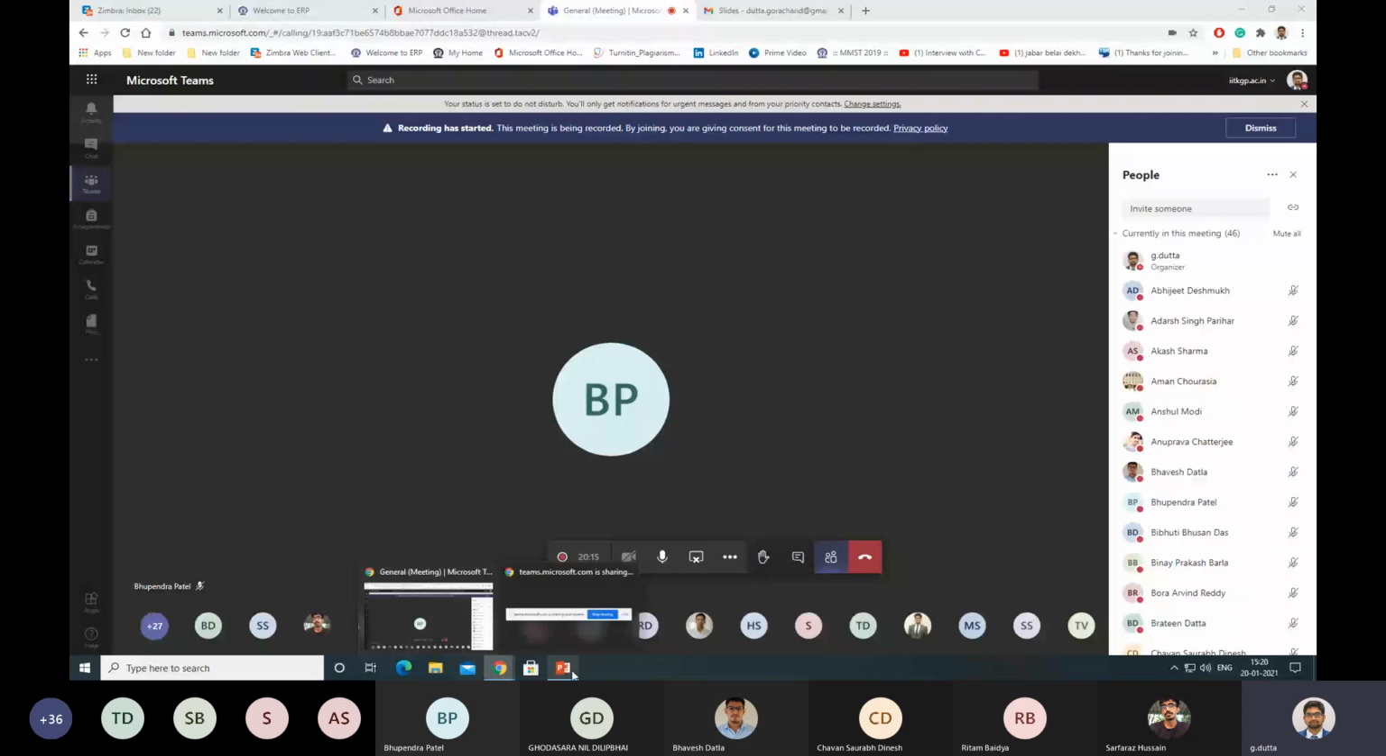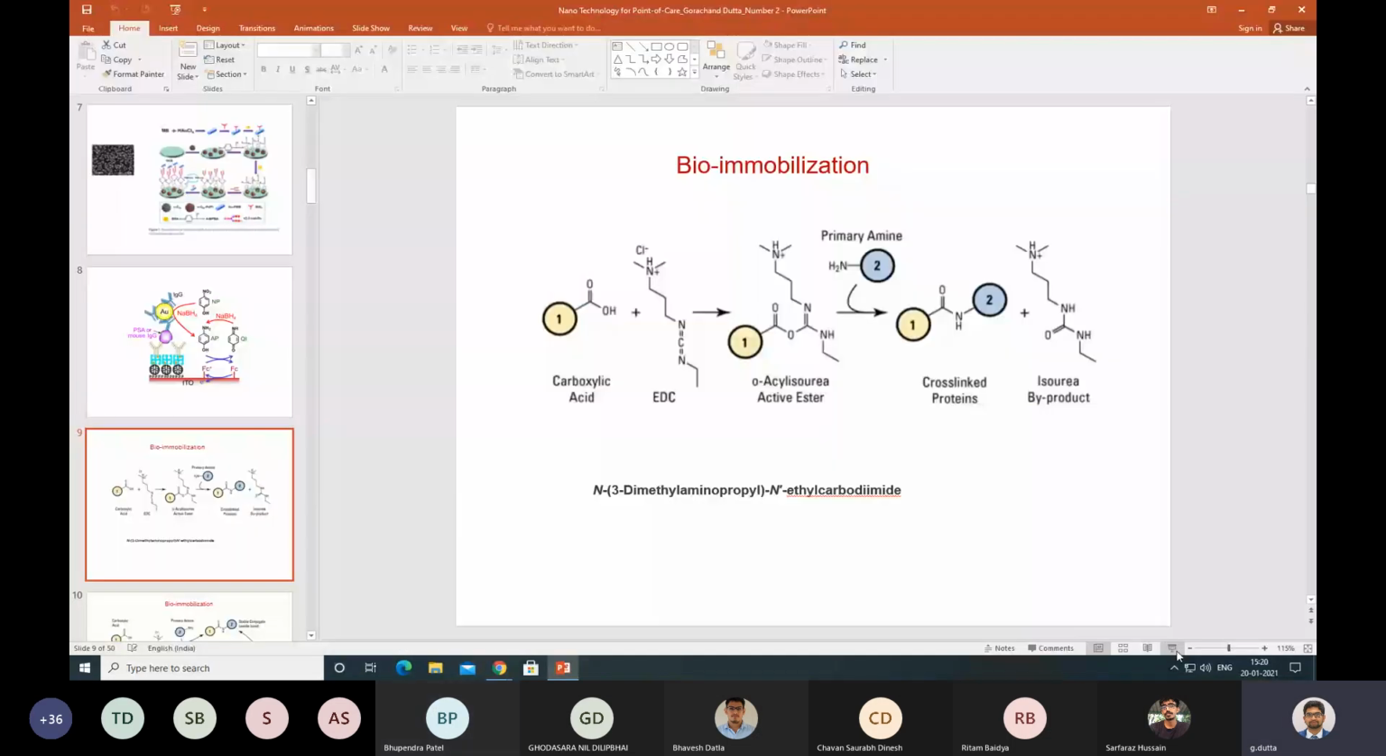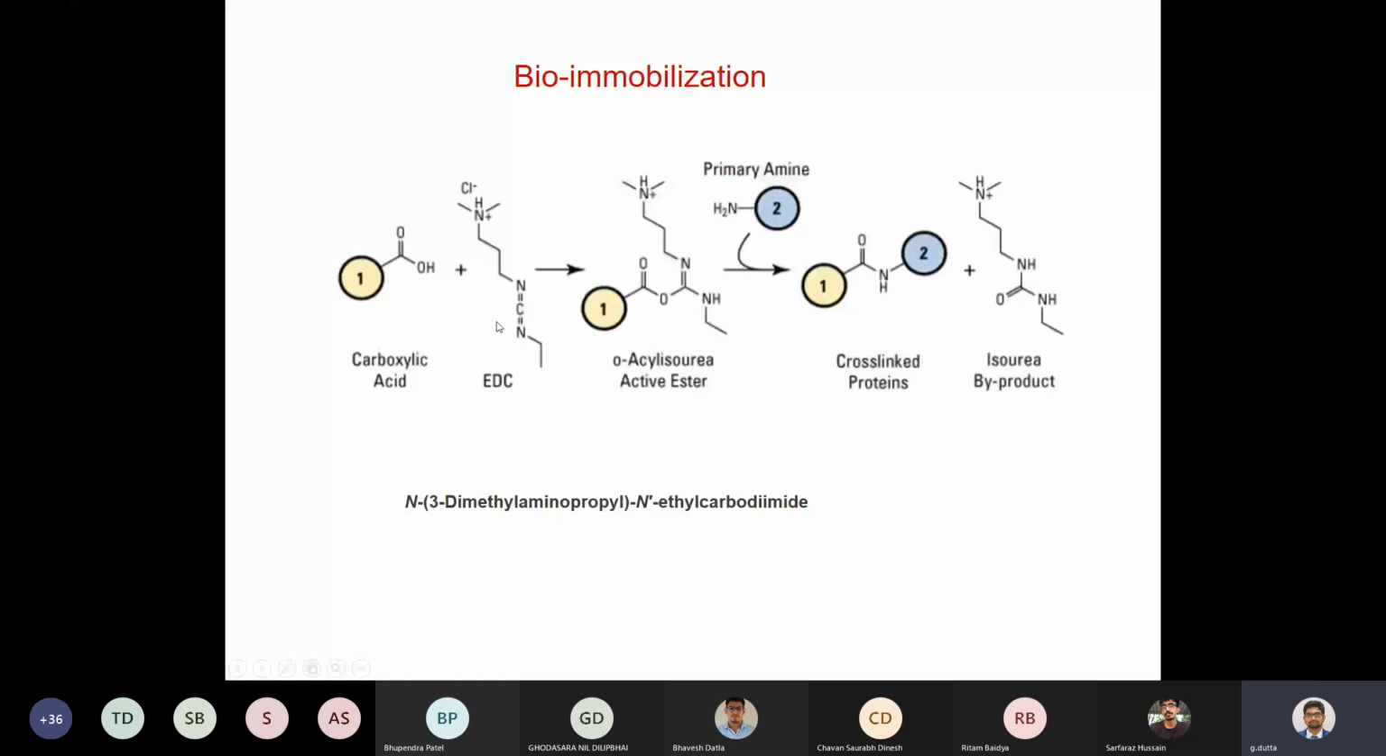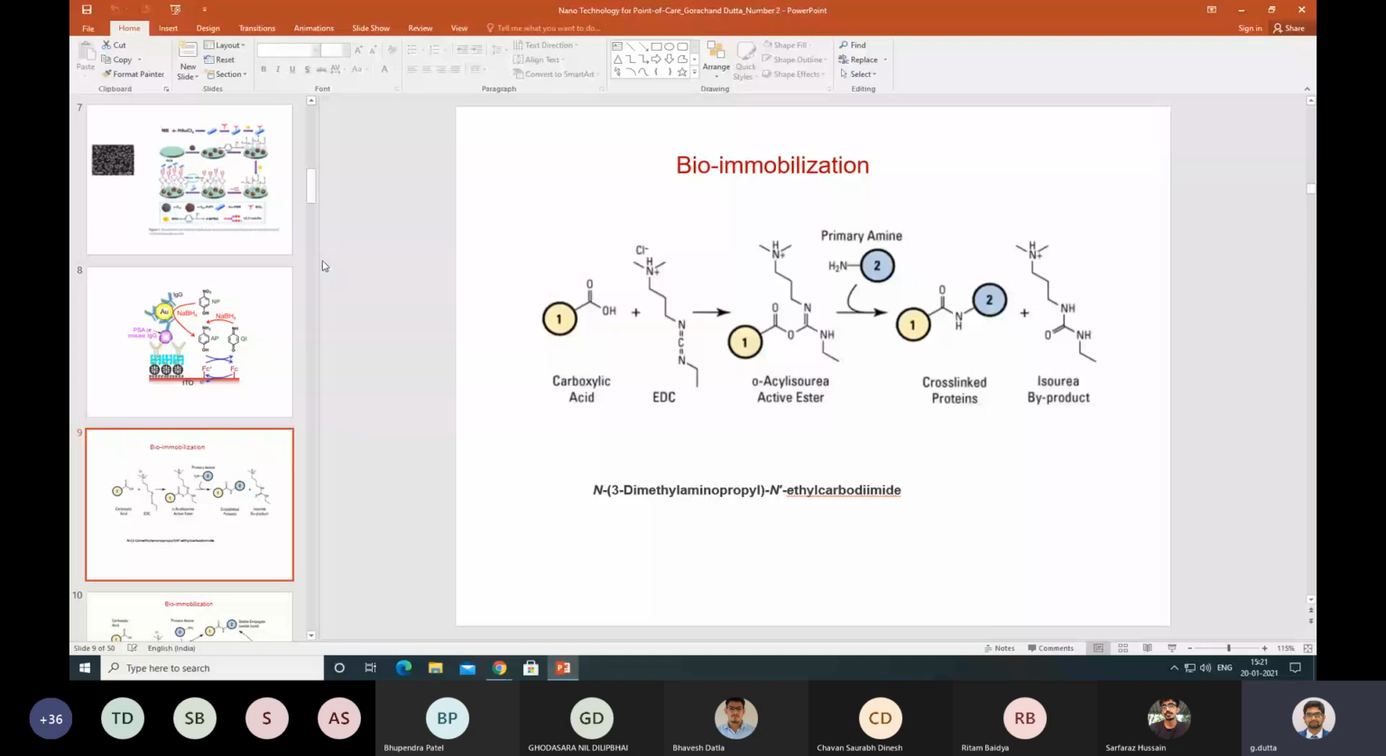Okay. So is it audible, right, guys? Yes, sir. Yeah, you can see the slides. This is the bioimmobilization technique. So how we can immobilize our antibody on the surface. That I said here in this slide, that antibody can be immobilized by using some linker. So let's see, what is the linker?